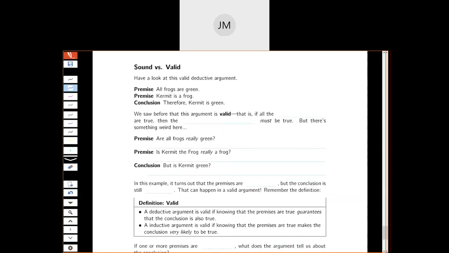Now let's look at sound versus valid. I want to talk about another definition here called sound. So we're going to look at this argument again. Premise: all frogs are green. Premise: Kermit is a frog. Conclusion: therefore Kermit is green.